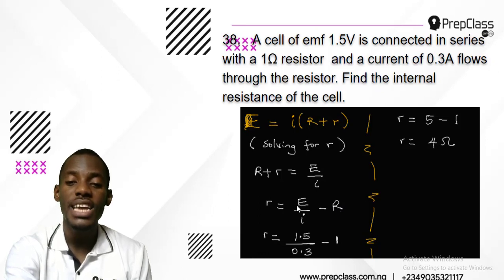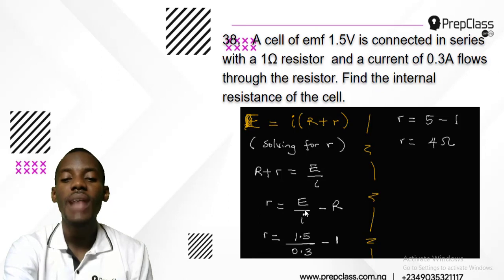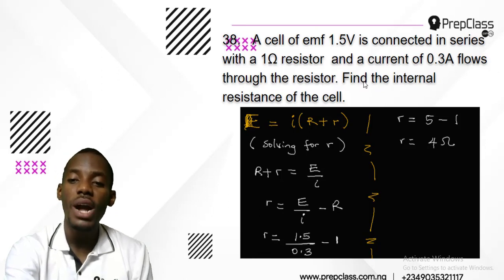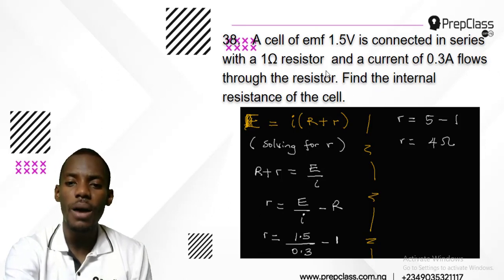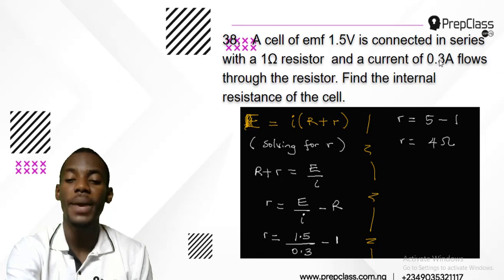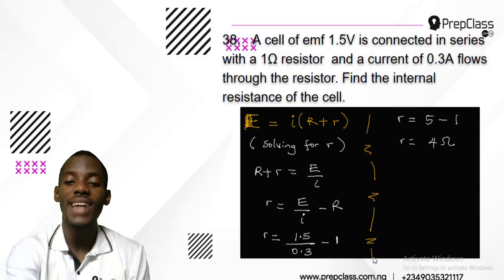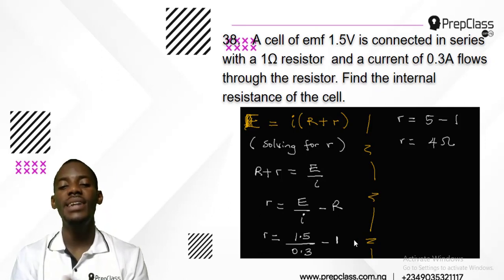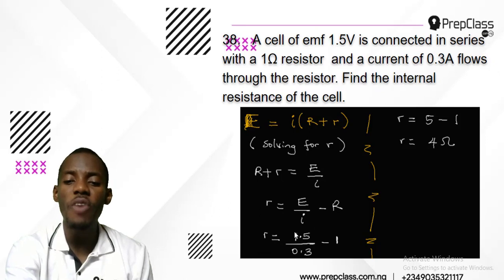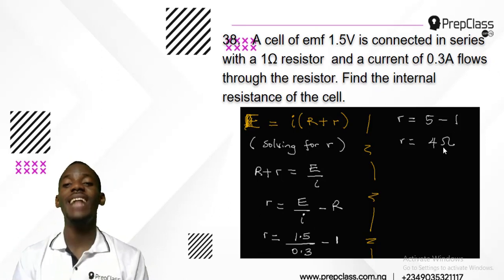Now the EMF, from the question, is 1.5 volt. That becomes 1.5 volt over the current, which is 0.3 ampere, and that becomes 0.3. Then the capital R, that's the external resistance, is 1 ohm, and that is 1 here. To solve for that, 1.5 divided by 0.3 is 5, minus 1, and that's 4 ohm, and that is the answer for my internal resistance.